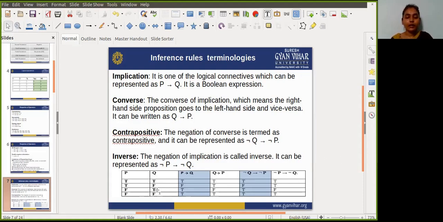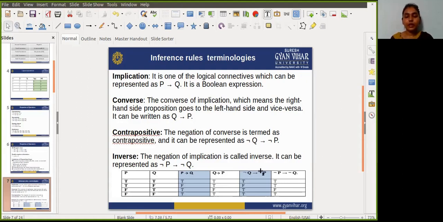Now again the third row, the q value is true but the p value is false. So the if condition is true but the then condition is false, so only in that condition it returns the value false. So in the third row I am writing a false value, and again when both are false, obviously true is the result. So do you understand the converse? Okay, now next is the contrapositive, right?